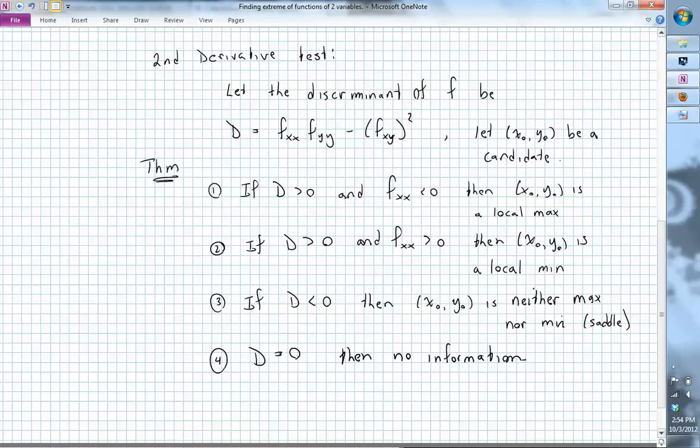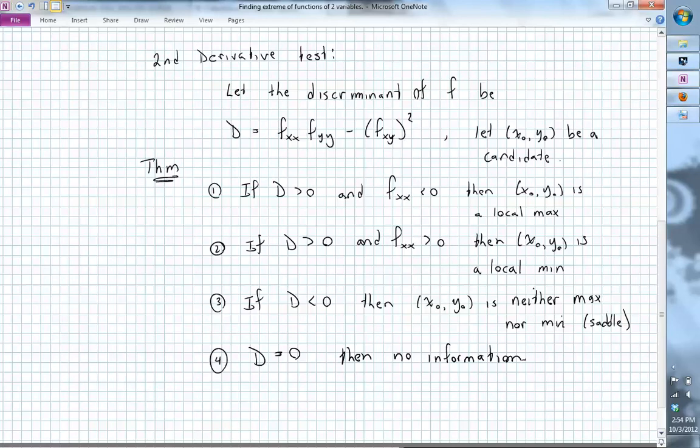You go somewhere else. You might ask yourself, why are we picking on fxx, given that there's a perfectly good fyy over there, or fxy, for example. Well, the short answer is no reason. I could put fyy here and get the same theorem.